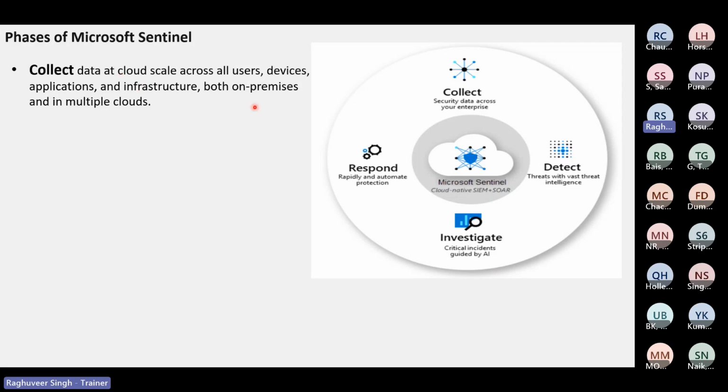Let's understand the life cycle of Sentinel. After you are done with enabling all the data connectors and all the log sources, what is Sentinel doing? Sentinel is collecting. Now Sentinel is collecting data at cloud scale across all users, devices, applications, and infrastructure, both on-premises and in multiple clouds. So we are collecting information across all users. All my Active Directory users' sign-in logs and audit logs are coming.